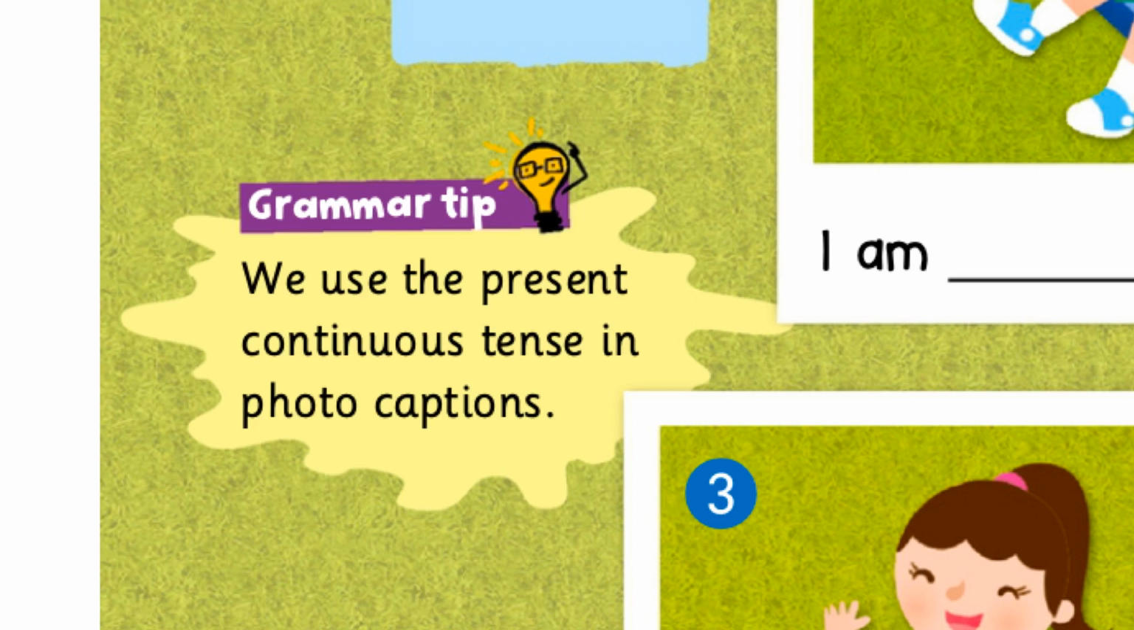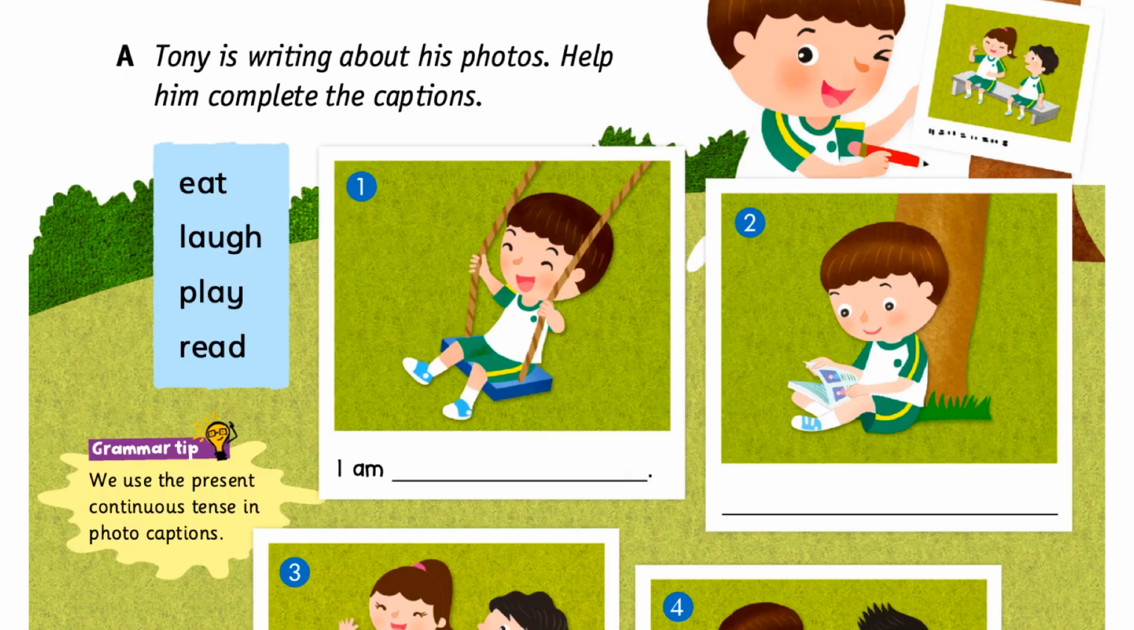When we write captions for photos, we usually write in the present continuous tense because we are talking about what the character is doing in the photo at the moment. Eat, laugh, play, read.